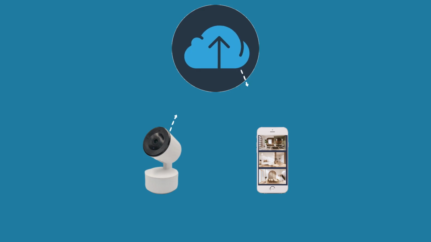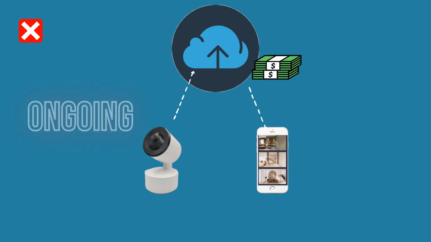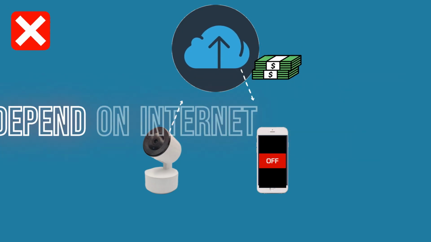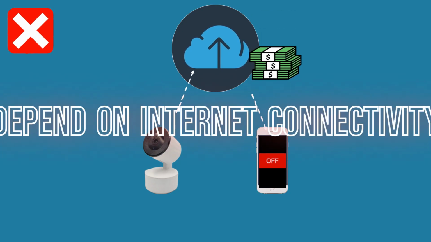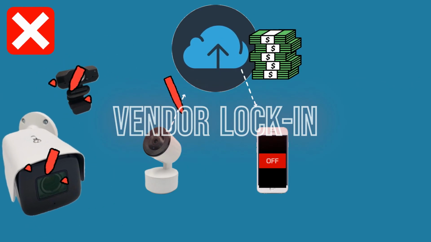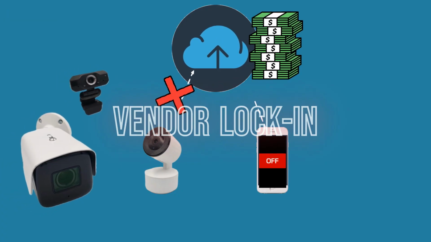But with that convenience, we run into a few drawbacks. Since the footage is stored online, cloud-based systems come with ongoing subscription costs. Plus, you're dependent on internet connectivity, which means no access to your video feed if your network is down. Another downside is vendor lock-in. If you want to expand your setup, you'll be limited to using cameras from the same manufacturer.